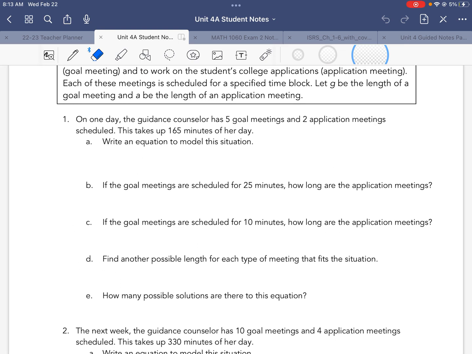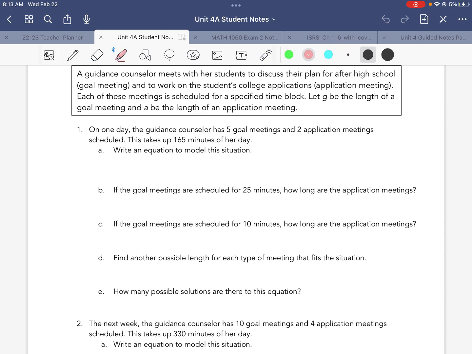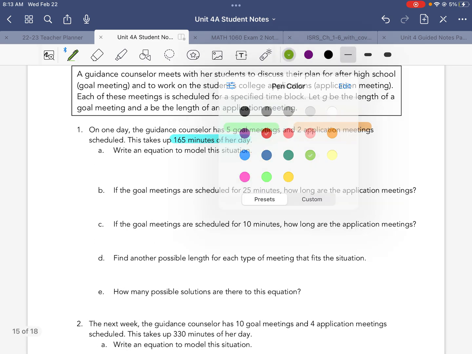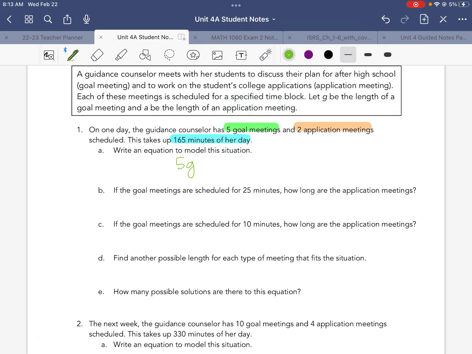So if you remember, we learned how to write our equations for this. We did the different pieces, right? We did 5 goal meetings, 2 application meetings, and then we know that they totaled to 165 minutes of the day. And so we wrote that using those. So we said 5G plus 2A was equal to 165 minutes.